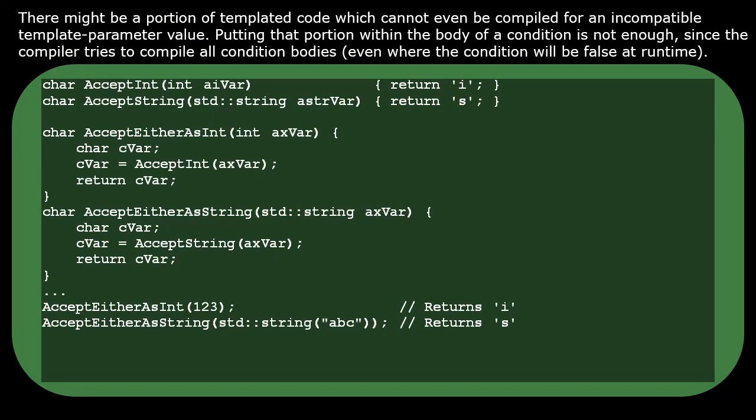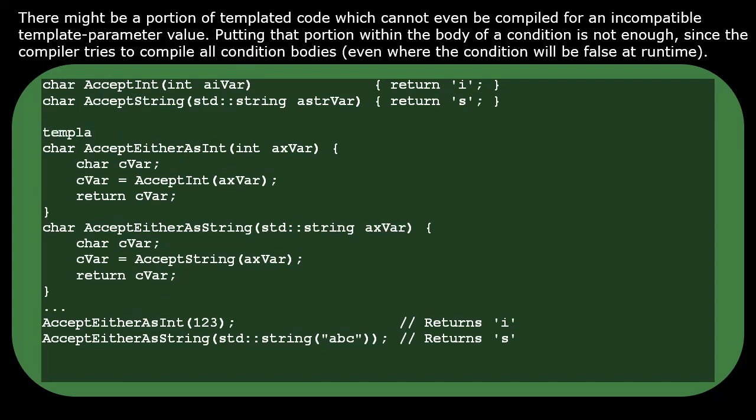But the preprocessor has its limits. In particular, it is unable to reason about data types. Consider this admittedly contrived example. We have two different functions, one accepting an int parameter and one accepting a string. We have two more accept either functions, which merely delegate to the first two functions.